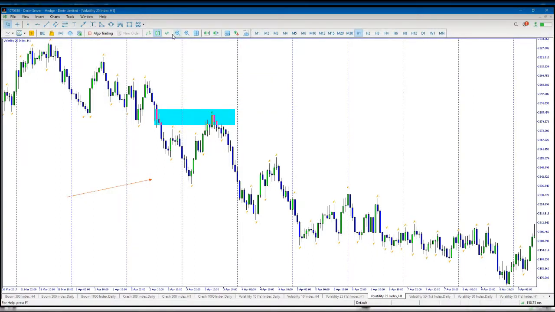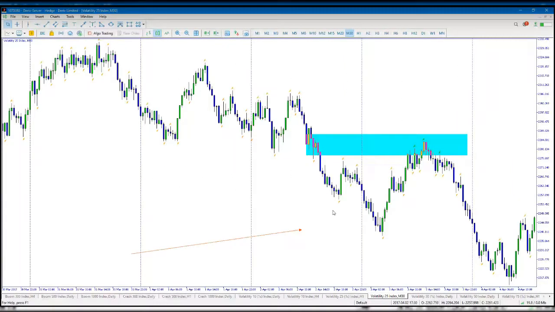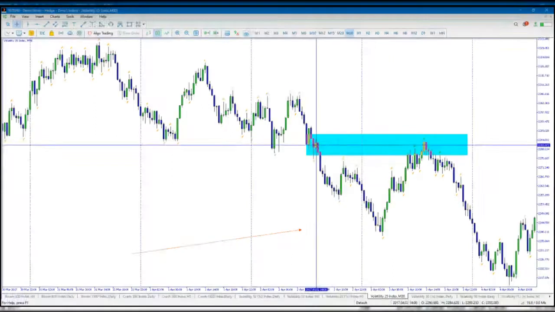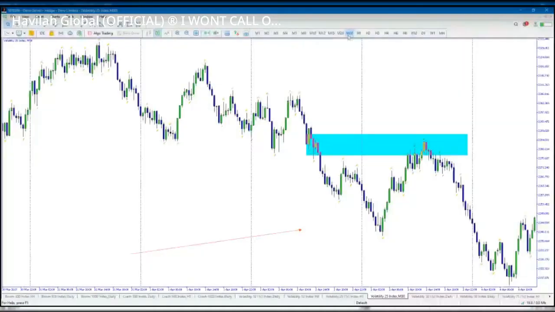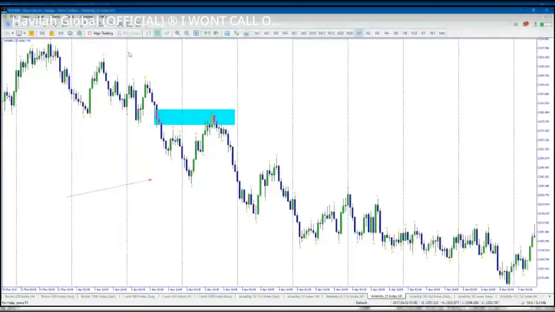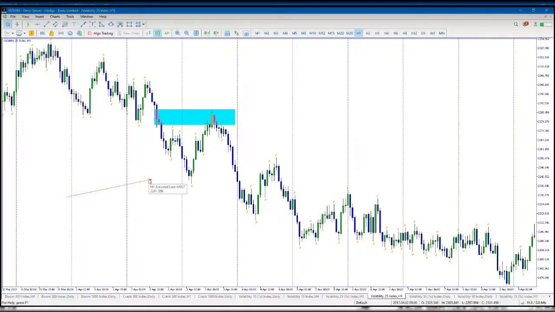Let me do M30. Okay, now we see what's up. Now we can see why price turned back from there. You see why it's important for you to switch between time frames, so that you can have a broader perspective of what price is doing and will likely do in the future. And then we saw the retest and another break of structure. And then price didn't come back here.